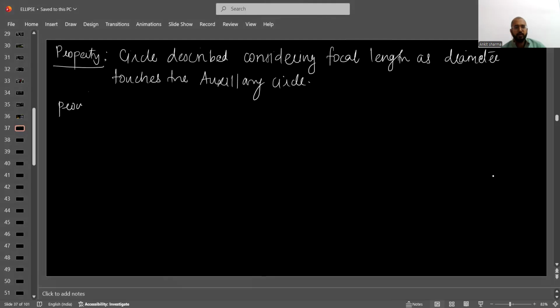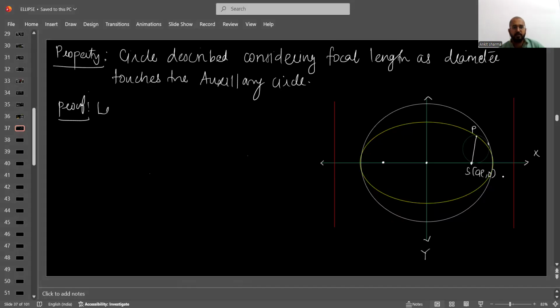We'll now be proving this property. Very important: the circle described considering the focal length as diameter touches the auxiliary circle. Let's prove it. So basically, I have the ellipse here. Let me draw a diagram. So here is the diagram. Now I'm taking point P to be A cos theta, comma B sin theta, any point on the ellipse.